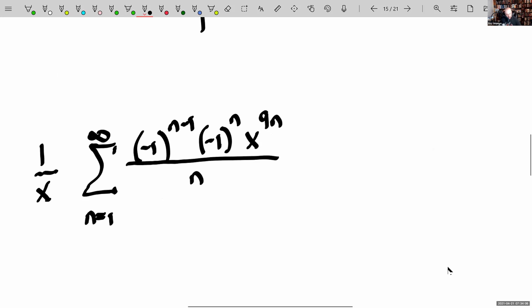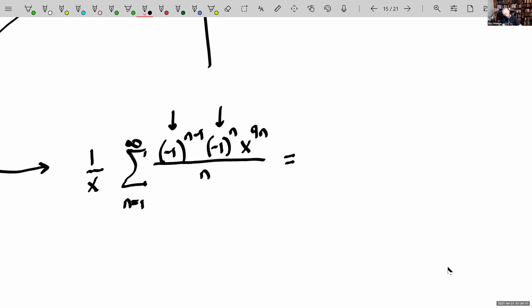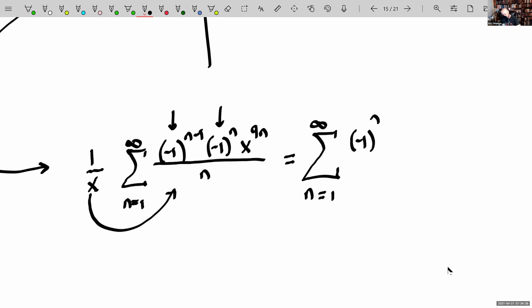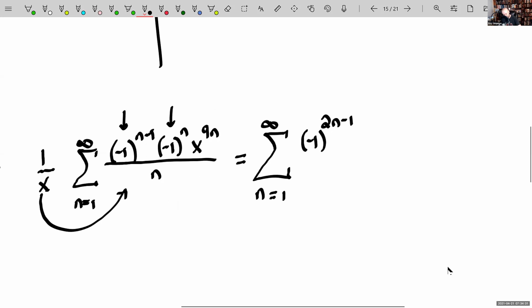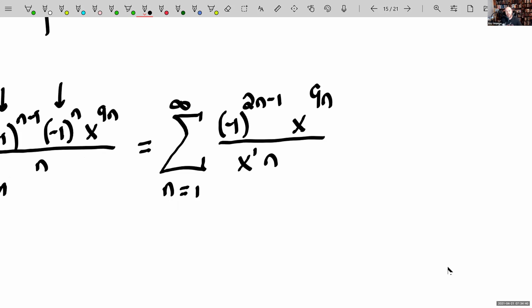And you could see negative 1 to the n minus 1 times negative 1 to the n. Those powers, those exponents, will add when you glue those two together. And also, I'm going to bring in this power of x into the denominator. And I'm almost done. I'm just taking my time to showcase my thought process. So this is a negative 1 to the 2n minus 1, x to the 9n all over x to the n. And now this is x to the first downstairs. I can go ahead and cancel a power of x in the numerator. So it's x to the 9n minus 1.